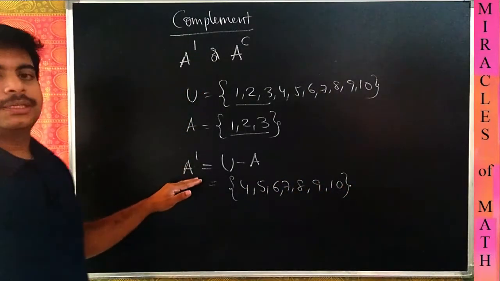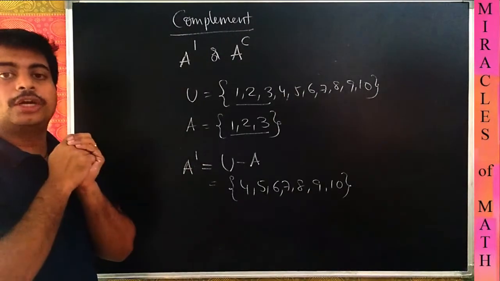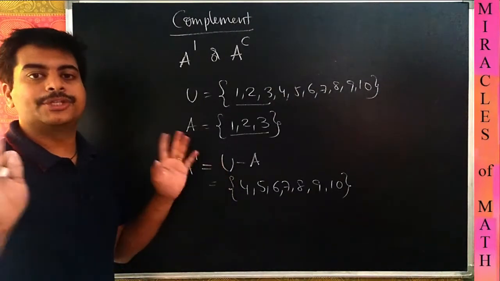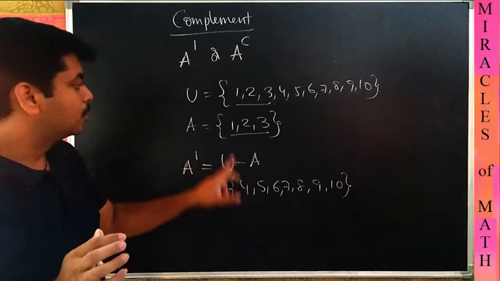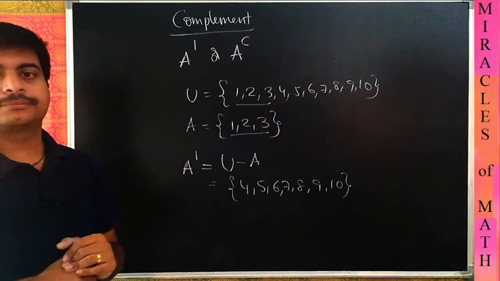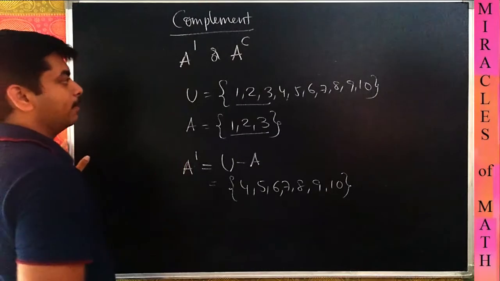A complement is exactly the reverse of it. It should not consist of any element of A. So that is {4, 5, 6, 7, 8, 9, 10}. This is A complement.